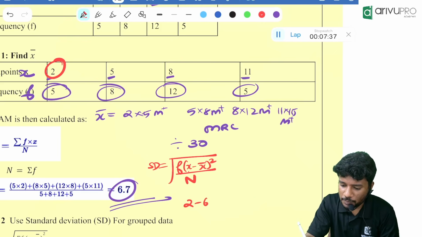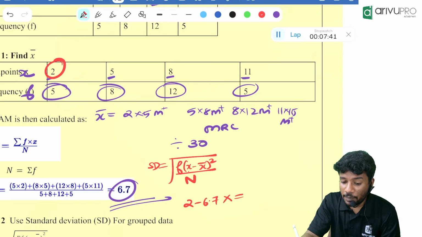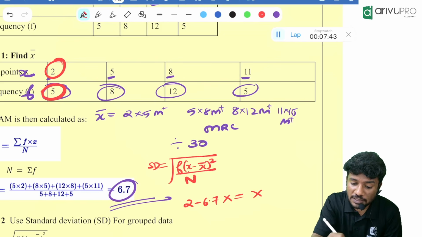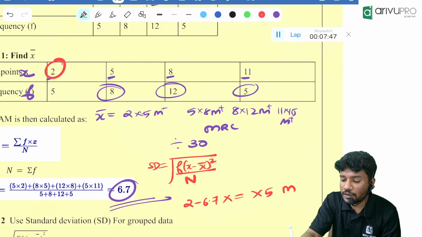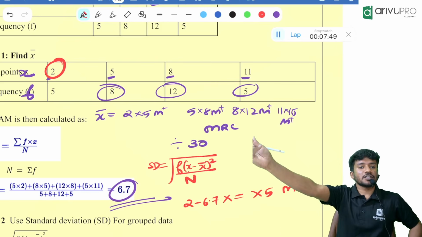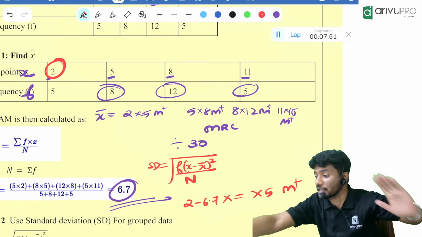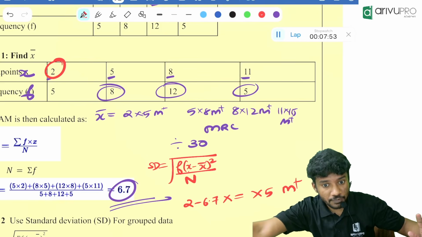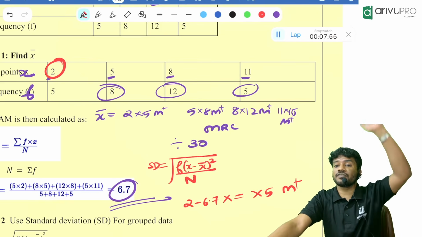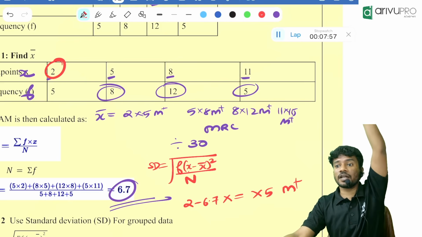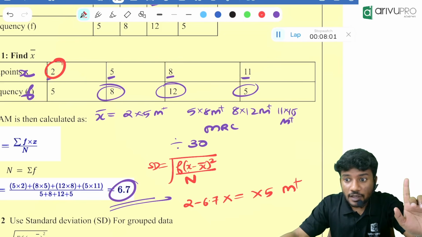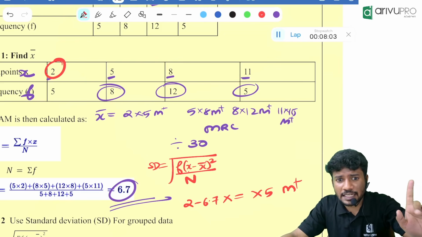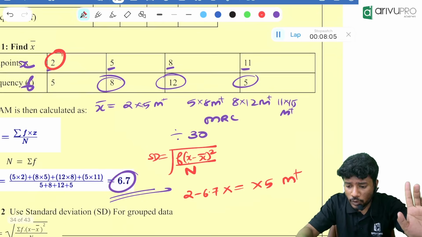2 minus 6.7 into equal to, then multiplied with frequency. How much is the frequency over here? 5. Multiplied with 5. Then click M plus. So you found x minus x bar square, then you multiplied with frequency, then you click M plus. Understood the method? Understood the point? Anyone, any doubt?